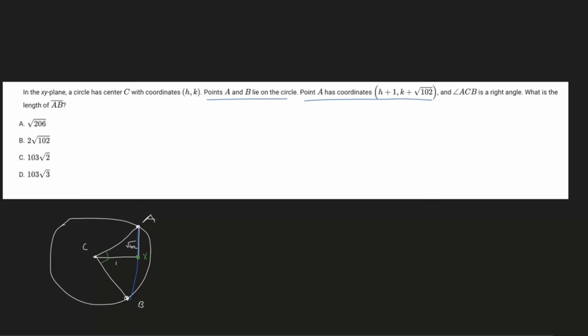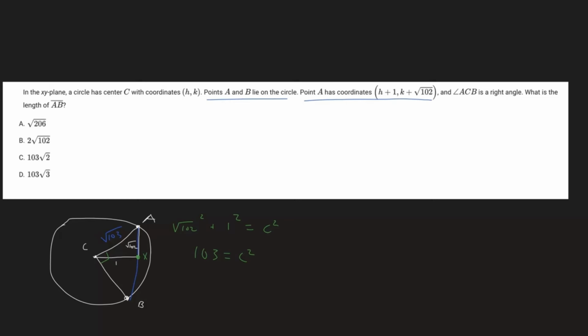So that Pythagorean theorem is just a squared plus b squared equals c squared, right? So we have square root 102 squared plus 1 squared, which is just 1, equals c squared. So we end up getting 102 plus 1 equals c squared. So in reality, what we get is 103 equals c squared. So if we just take the square root of both sides, c is going to equal square root 103. So we found the side length of this side now, square root 103.